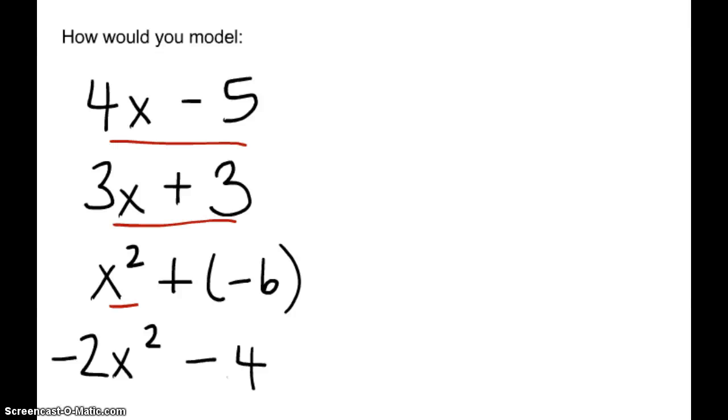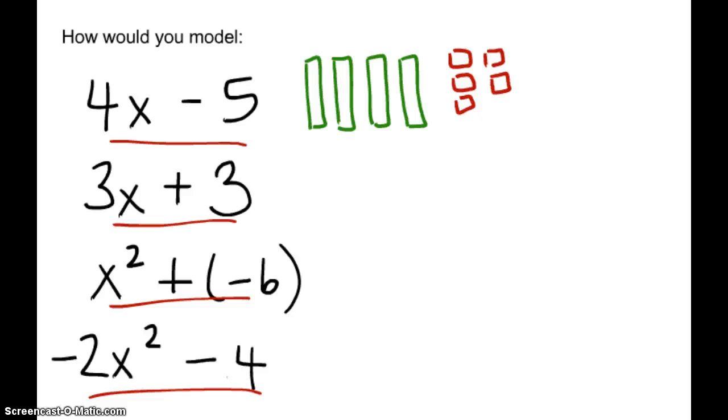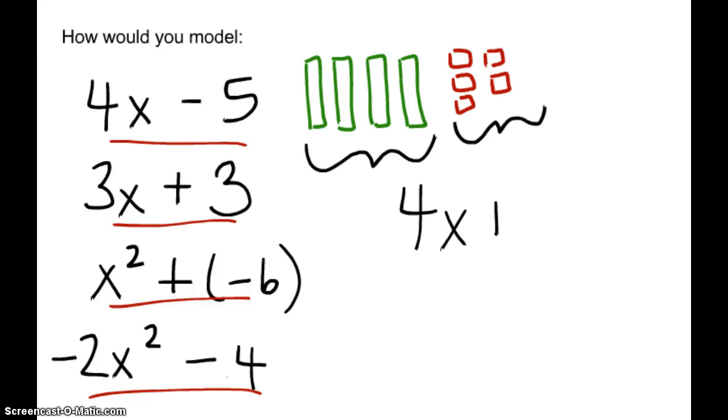down each of these equations, and then I would want you to think about how you would model them with algebra tiles, and I want you to draw a picture. So for example, for the first one, 4x, so you've got 4x's minus 5. Remember, that can also be written as 4x plus negative 5. So that's what I want you to do for all 4 of these problems.